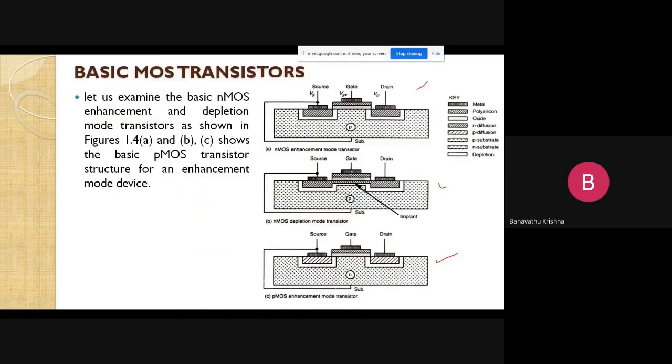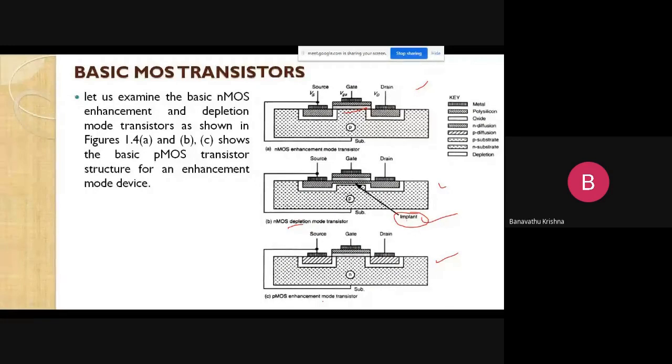So let us see here. This is the channel, and the channel is already available due to this implant. The implant means the channel is available, so it is a depletion mode device. Here there is no channel, so that's why it is an NMOS enhancement mode transistor. Whereas in the PMOS enhancement mode transistor there is no channel either, so it is a PMOS enhancement mode transistor.